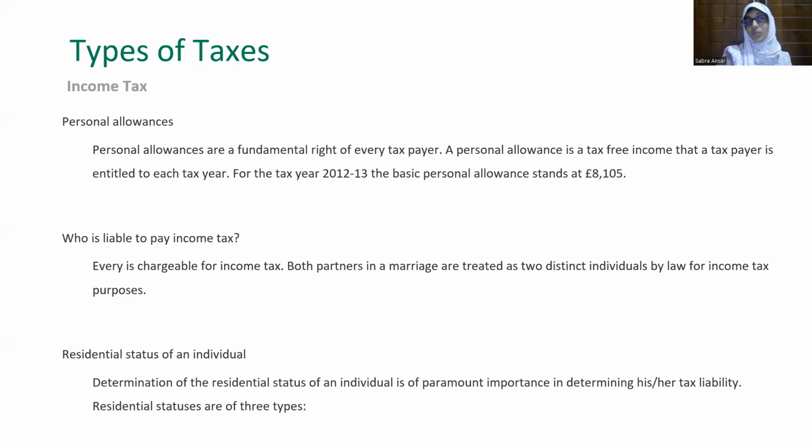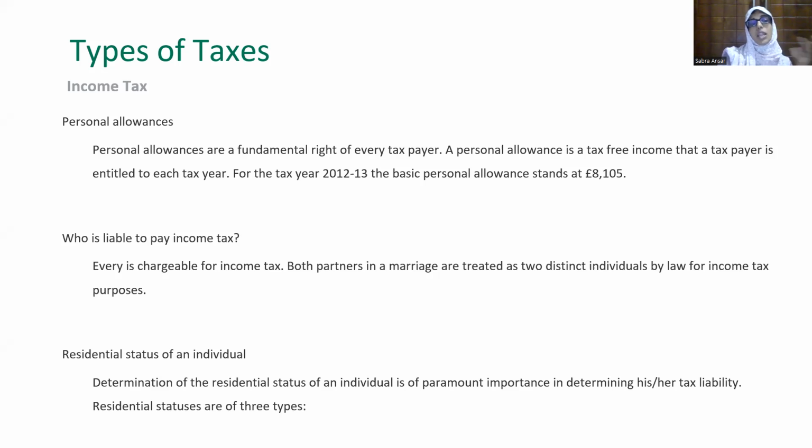So what is personal allowance? This is basically the tax-free income threshold for any person, because a person is not taxed on all of their earnings. There is a tax-free allowance, and if a person earns more than that tax-free income, then obviously that person is supposed to pay a certain amount of tax each year.